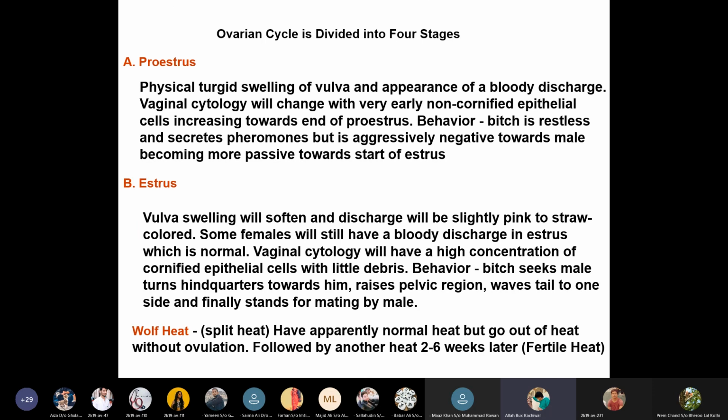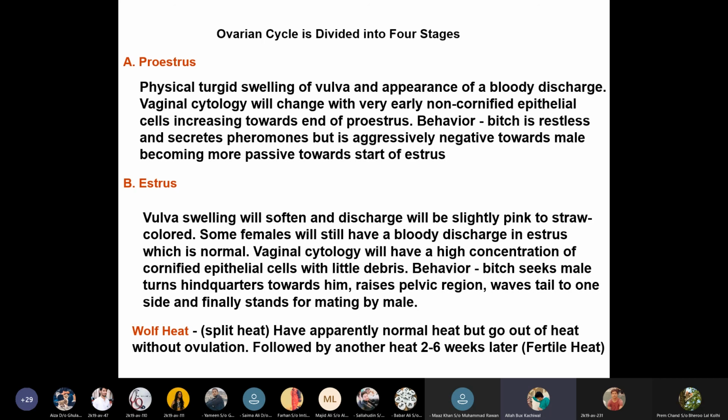In proestrus, there is a turgid swelling of the vulva and the appearance of a bloody discharge. Vaginal cytology shows very early non-cornified epithelial cells, which increase toward the end of proestrus. The behavior of the bitch is restlessness, she secretes pheromones but is aggressively negative towards the male, becoming more passive towards the start of estrus.